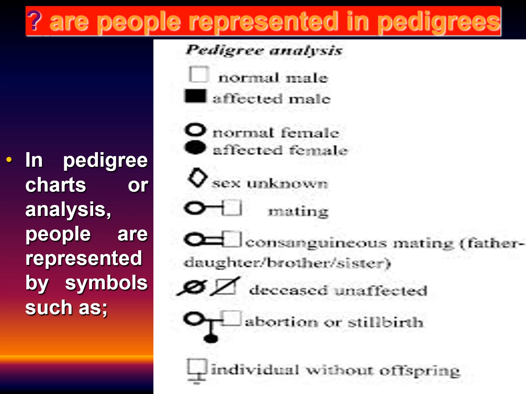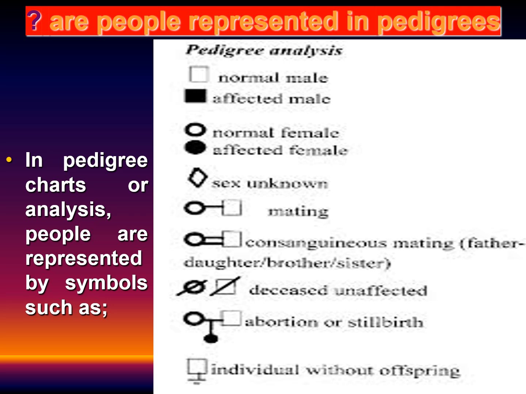A line joining a female symbol to a male symbol signifies mating. In this case, this is a mating between an unaffected male and an unaffected female. When the lines are double, as is the case here, this is showing a mating that is very close, what we call consanguineous mating. For example, matings between brothers and sisters, or between parents and their children.